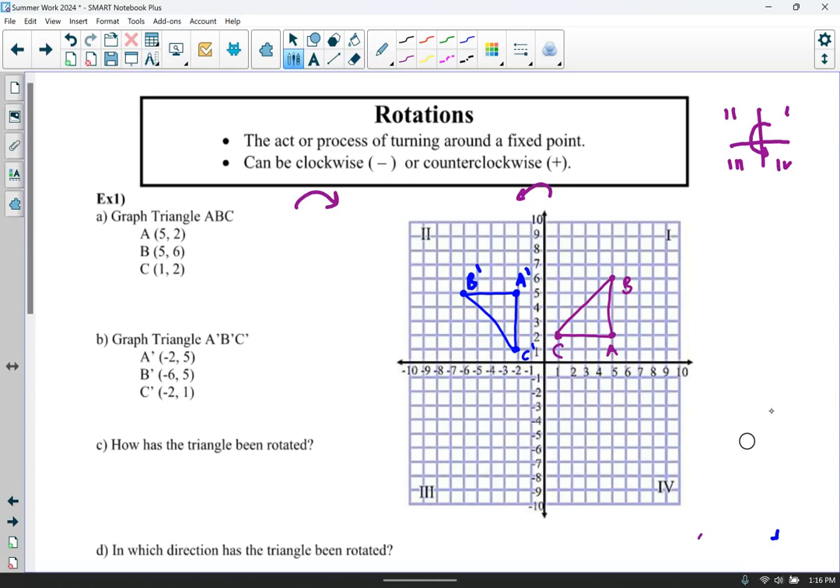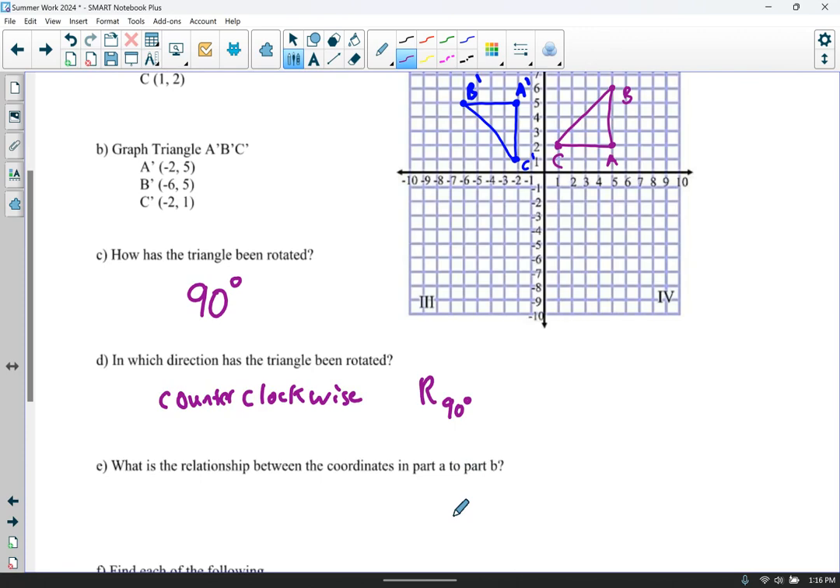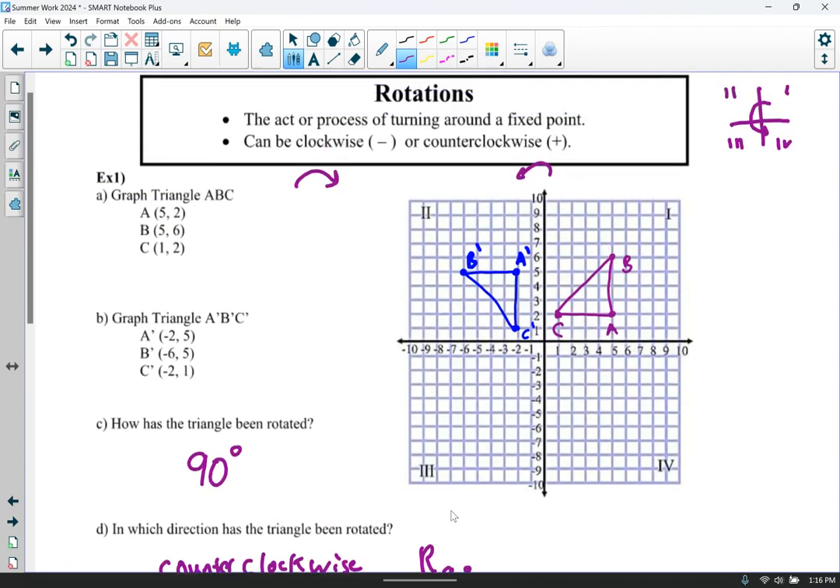Now that we have the image graphed, A prime, B prime, C prime, we want to look at how the triangle has been rotated. It's been rotated one quadrant, which would account for a rotation of 90 degrees. It's rotated from quadrant 1 to quadrant 2 in a counterclockwise direction. So we could note that as a rotation. For rotations, we use capital R with positive 90 degrees.